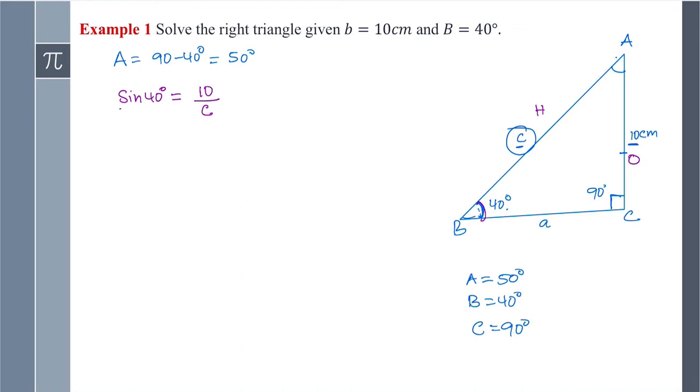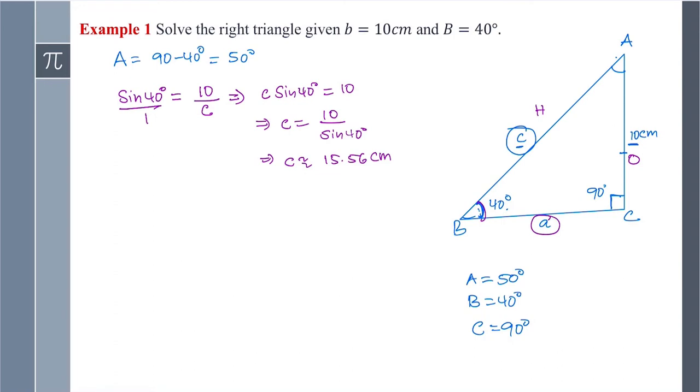Now if we do the cross multiplication, we get C times sine 40 degrees equals 10, and then if we divide by sine 40 degrees, we get C equals 10 over sine 40 degrees. And then if we put this into the calculator, we get approximately C equals 15.56 centimeters. So now let's go ahead and find A.